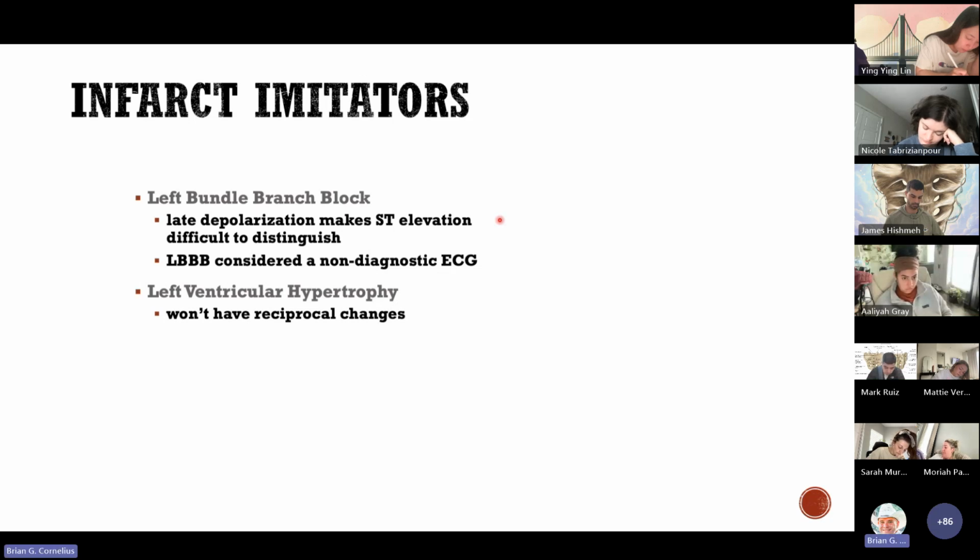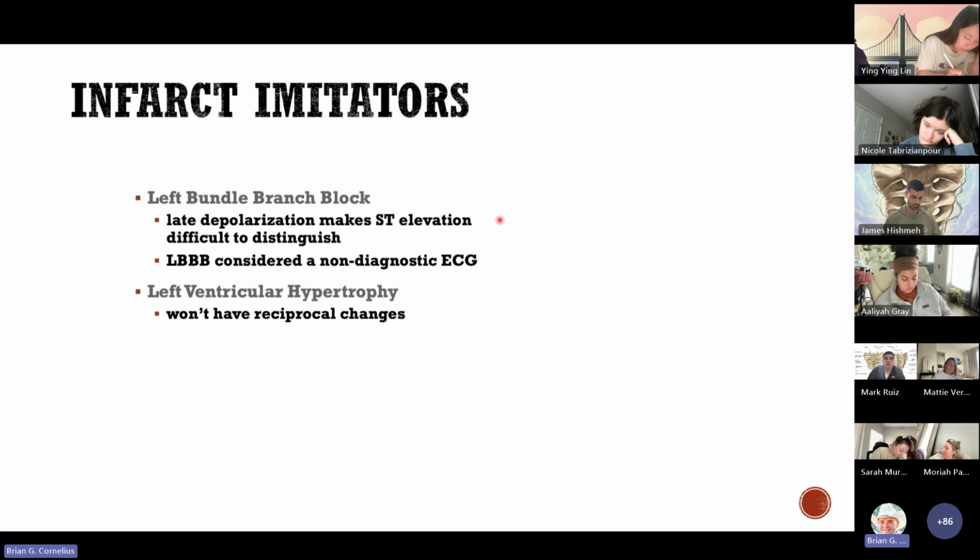Issues we run into as far as looking at 12 leads and figuring out what's going on. Sometimes patients with left bundle branches may make it very difficult to figure out ST elevation. If you have somebody that has a left bundle branch, you may have to consider that that 12 lead is not of diagnostic quality just because you have issues.